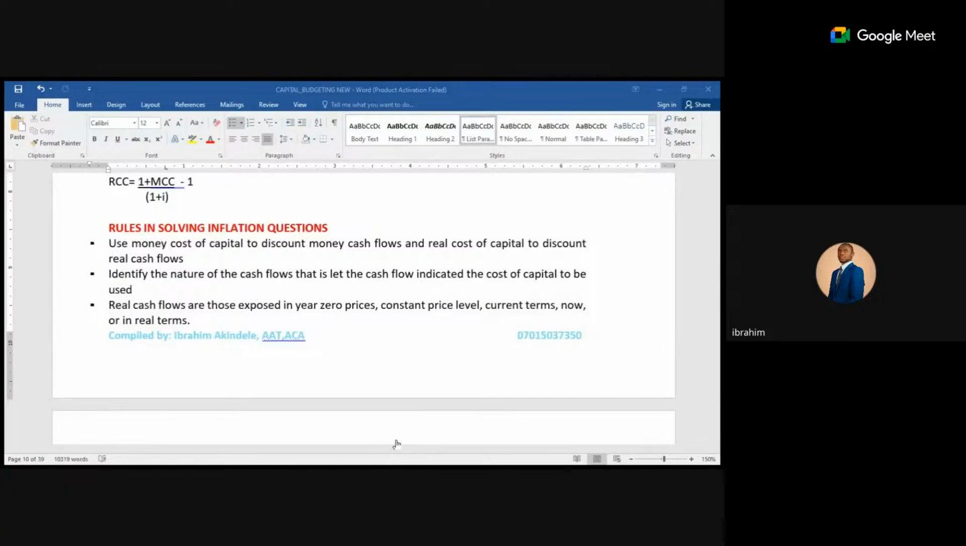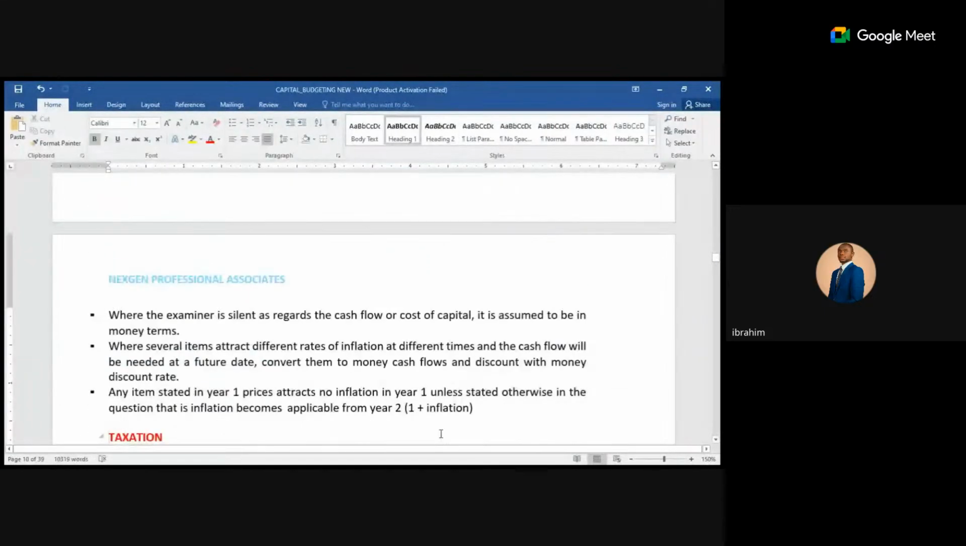Of course, the cash flow should be what? You need to check the cash flow. It's the cash flow that will determine which one of these you are to use, whether it is real or nominal. Now, real cash flows are those expressed in year zero prices, constant price levels, the current terms or the real terms. They will tell you in the question that the cash flows are in real terms.